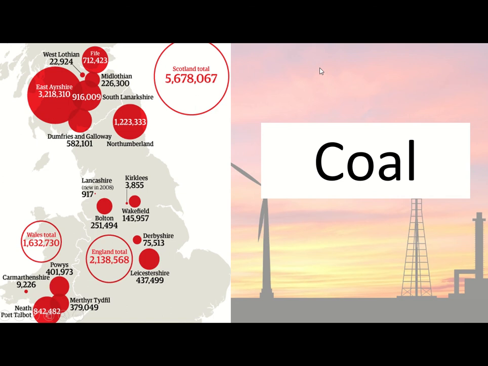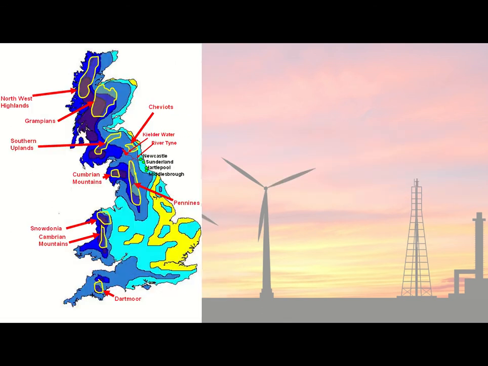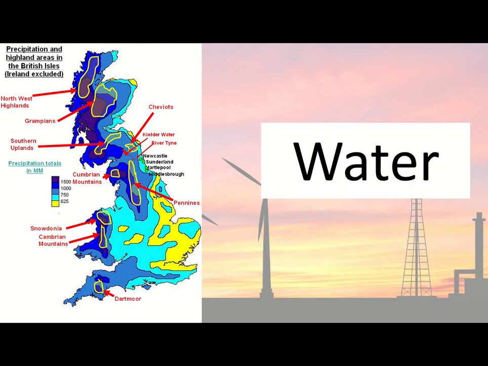So the next map is for another resource in the UK. You've got to try and figure out which one it is based on what the map shows you. Here we go. Okay, any ideas? Have a look at your map. It's clearly identifying high areas: Grampians, Northwest Highlands, Southern Uplands, Snowdonia. This one is water resources. I've not put Ireland in there because it wasn't on the Google search, but this shows you the areas of most water resources.